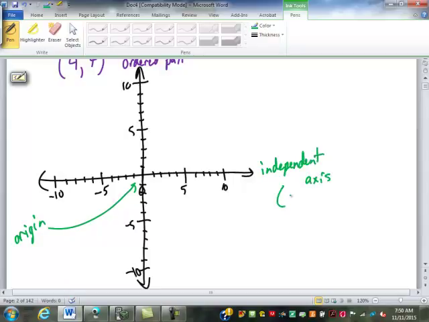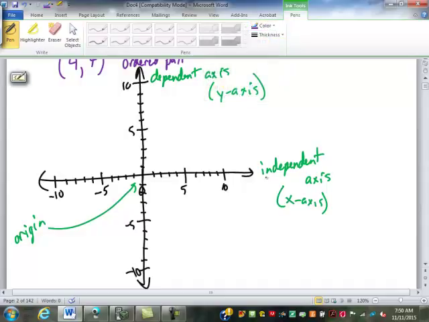You guys would often call it the x-axis, because you're looking at an x-coordinate. And the vertical one is called the dependent axis, or what you guys would often call the y-axis. Now, if you got into 3 dimensions, the z-axis will be coming straight out of the paper at you, or into the paper, depending on whether you're going positive or negative.